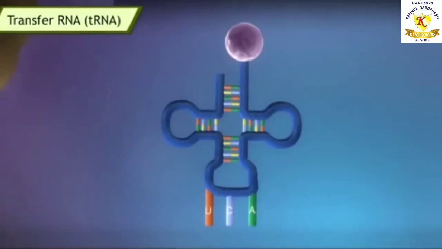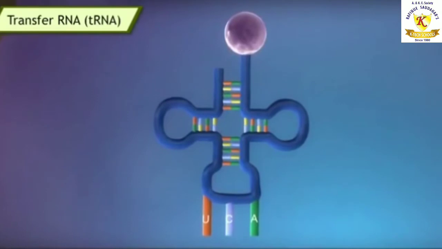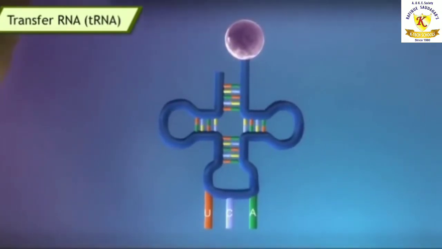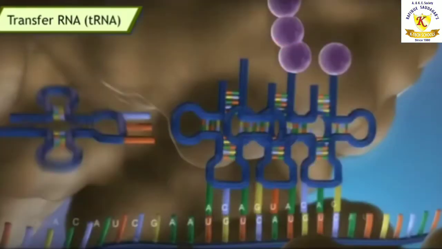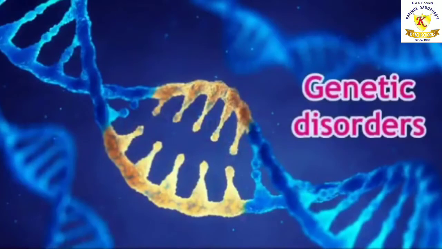Then transfer RNA. It is present in the cytoplasm. According to the message of mRNA, it carries a specific amino acid up to the ribosome as per the messages coded on mRNA. Therefore, it is known as transfer RNA, tRNA.